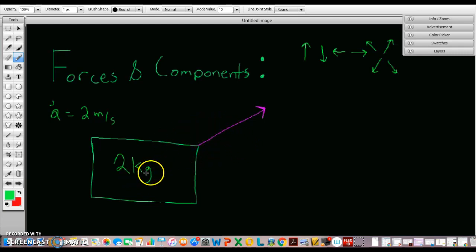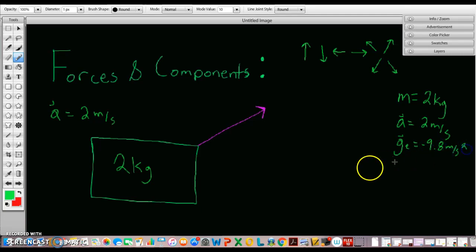Okay, so again, we have a block with a mass of 2 kilograms, and it has some type of pushed acceleration of 2 meters per second squared. We know that this block is on Earth, so we have to consider the gravitational pull on Earth, which is negative 9.8 meters per second squared. All right, and I think that's it. So let's go ahead and find all our other forces. We know we're going to have forces in the x direction and forces in the y direction.